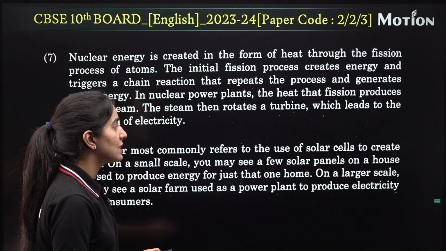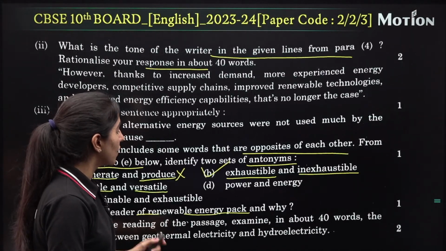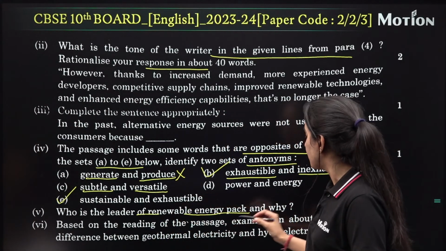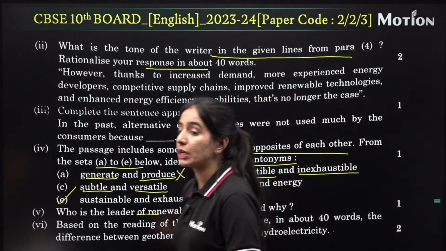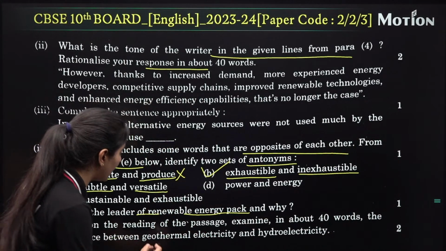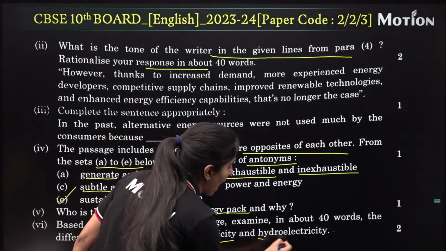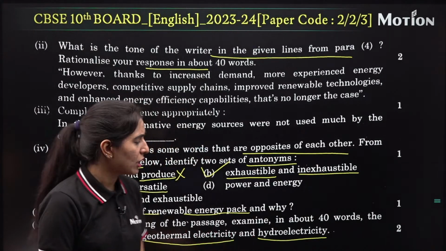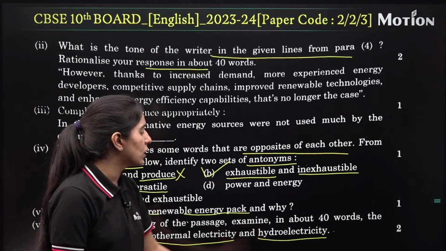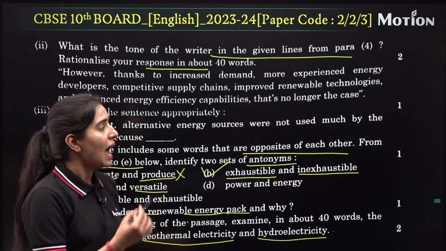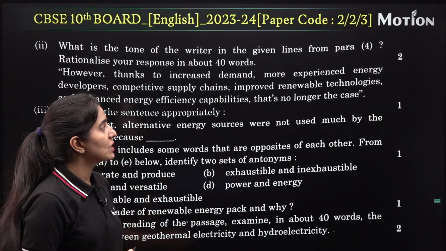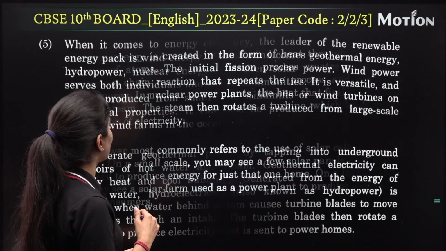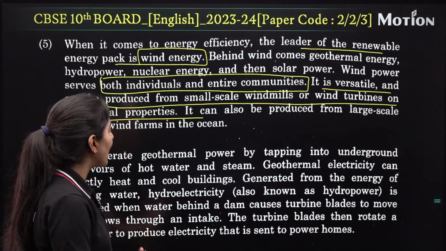Now let's move towards the next question that we have. Okay, so yes, next question says that based on the reading of the passage, examine in about 40 words, you have to tell us the difference between geothermal electricity and hydroelectricity. This question I personally find it very easy, because you just have to write down the difference between geothermal electricity and hydroelectricity, and they have given it in the passage. So let's go back to the passage again, and I'll just quickly highlight it so you can even check that have you mentioned that as your correct answer or not.